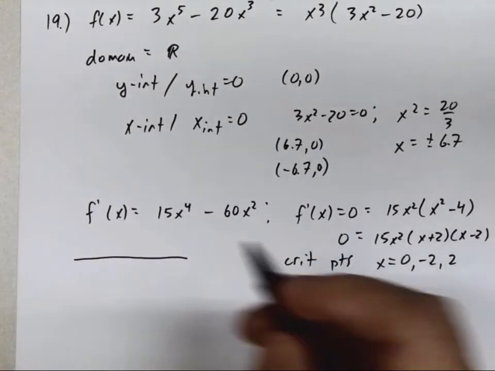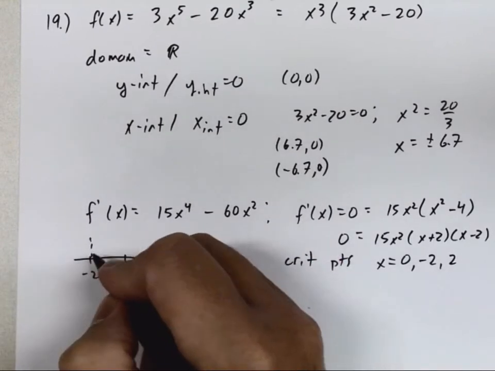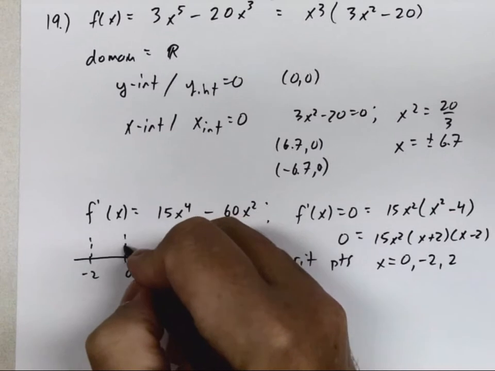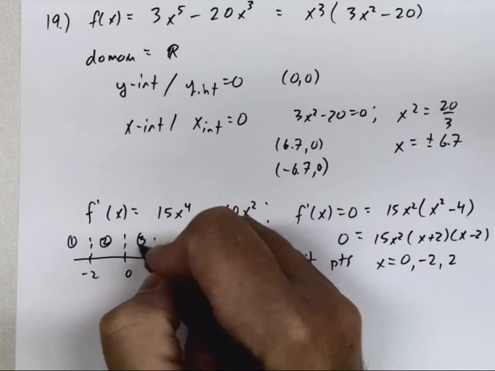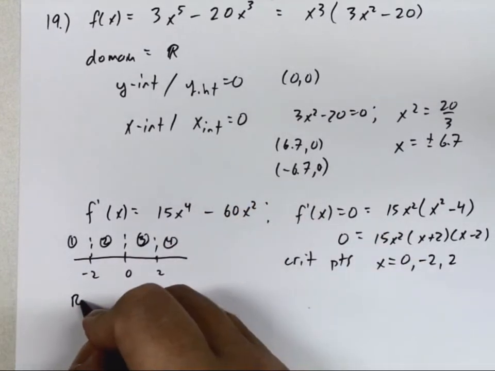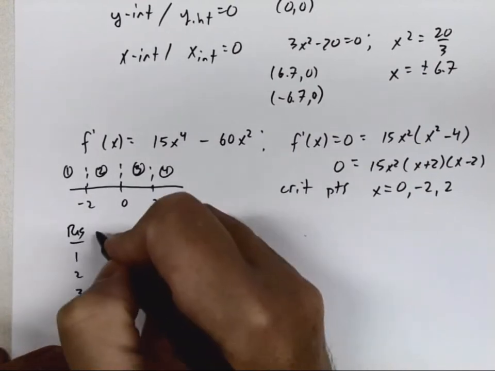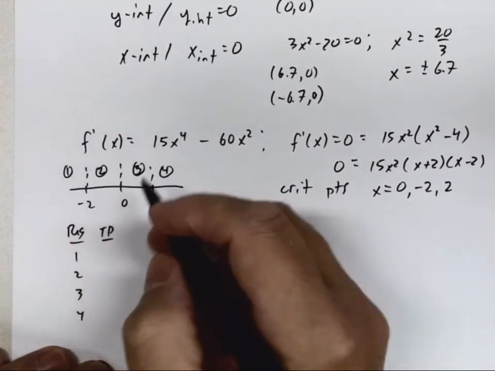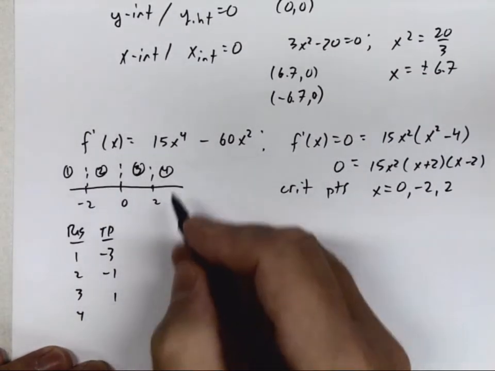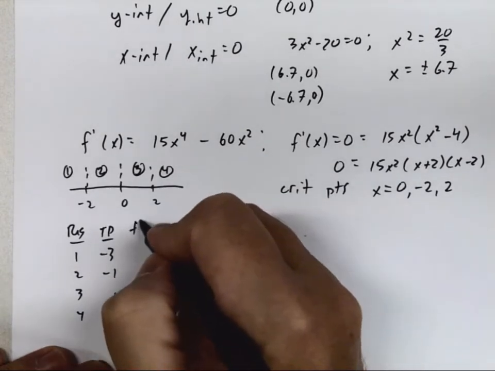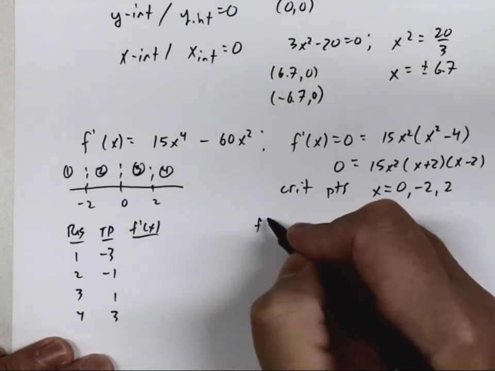So let's see what's going on in those regions. We have 4 regions. If I do a test point in each region, region 1, how about -3? Region 2, how about -1? Region 3 is 1, region 4 is 3. I'm going to get the sign of the first derivative. Just to make it clear, here's the first derivative.